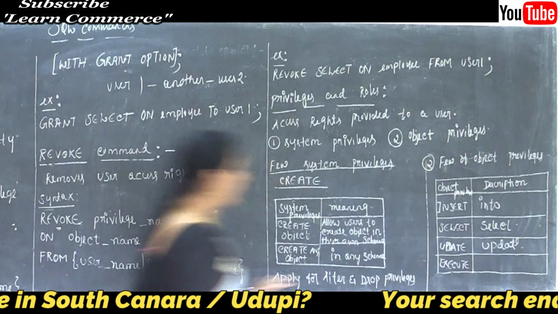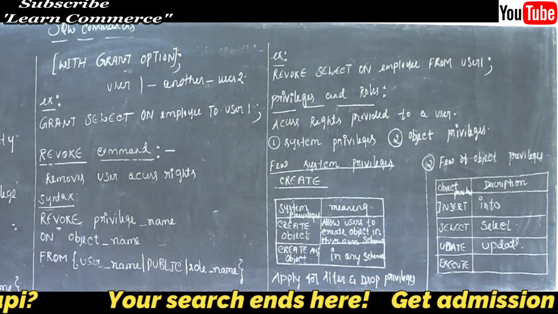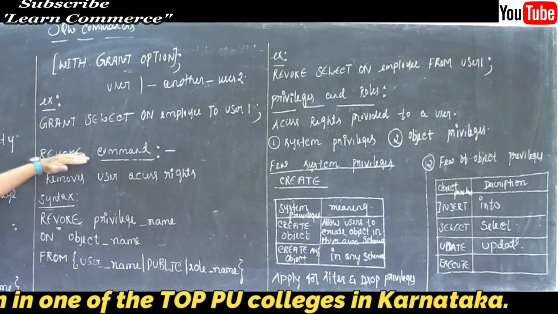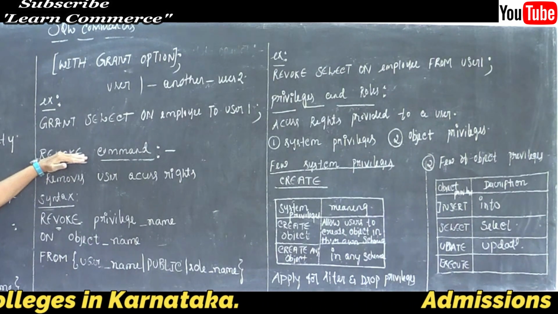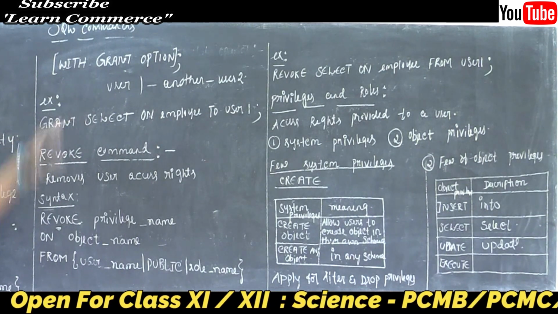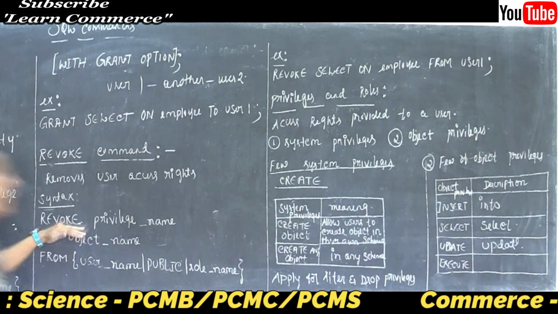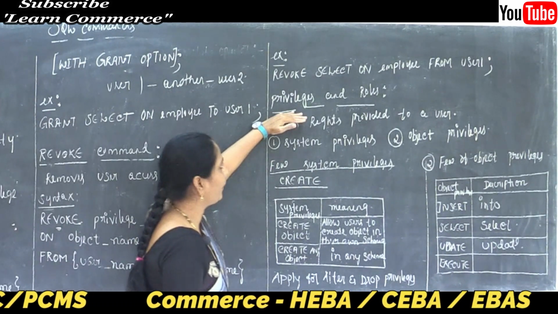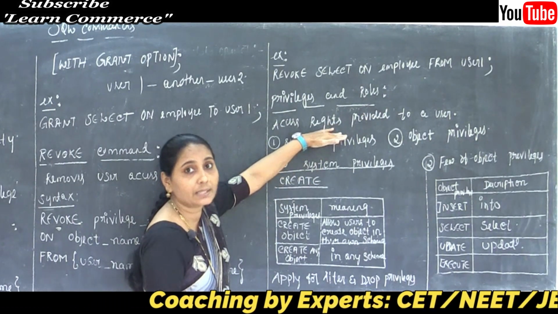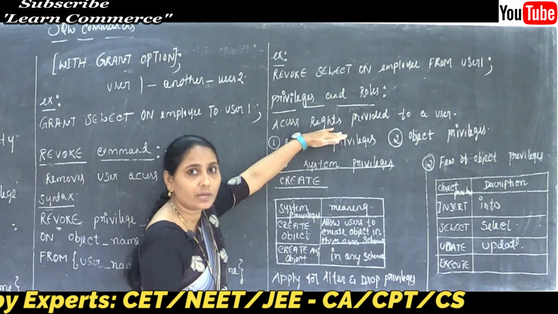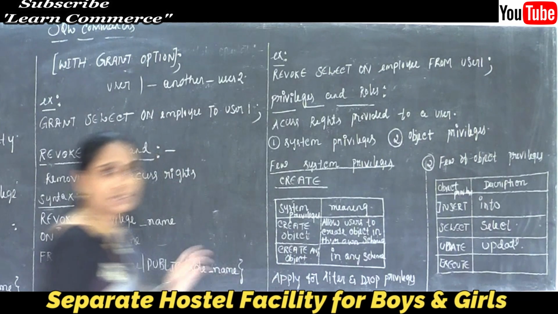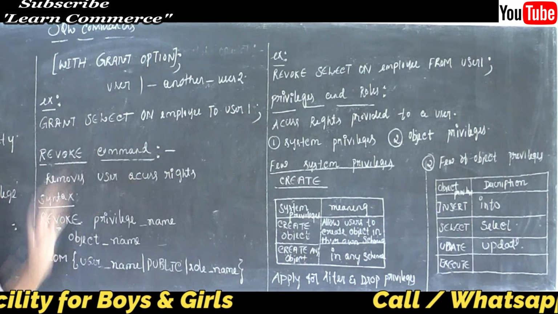So finally we can say that the DCL contains the commands grant as well as revoke, and we know the difference between grant and revoke, and each command has its syntax, which I completed with examples. And later I completed the next thing, privileges and roles. We know the meaning of privileges: access rights provided to a user on a database object, and such privileges are classified into system privileges as well as object privileges.